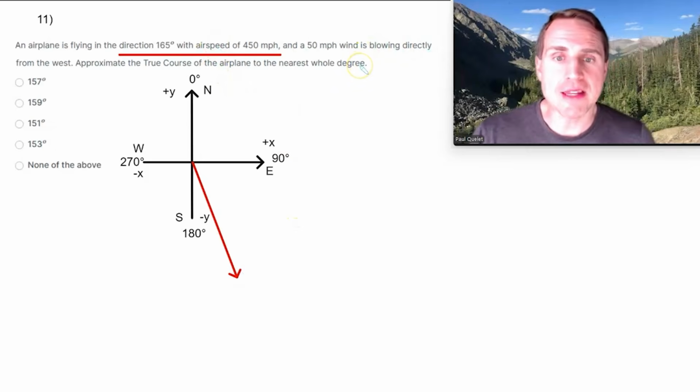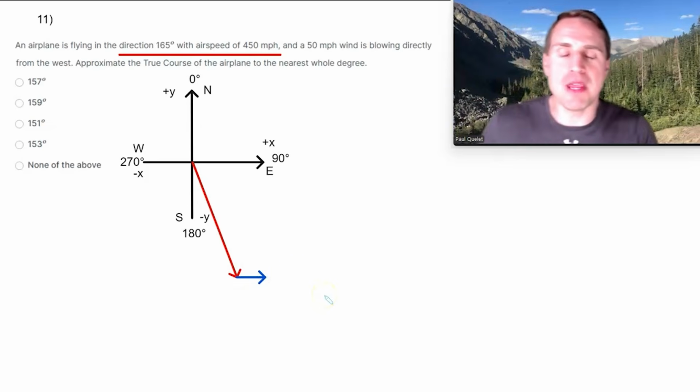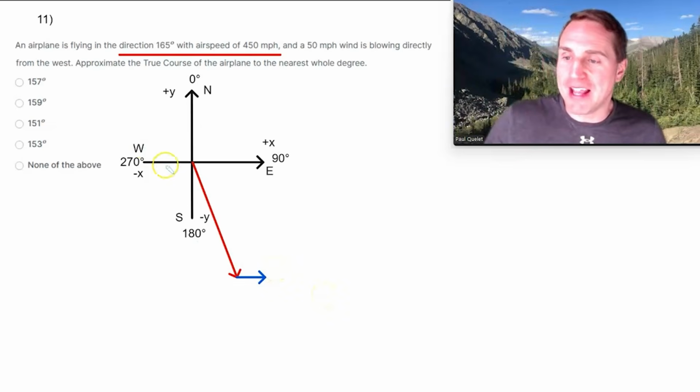And then the wind, again, is from west to east. So it's in the 90-degree direction, the positive x direction. And then notice I'm going to make the vector quite a bit shorter because it only should be 1/9 of the length of the red vector.